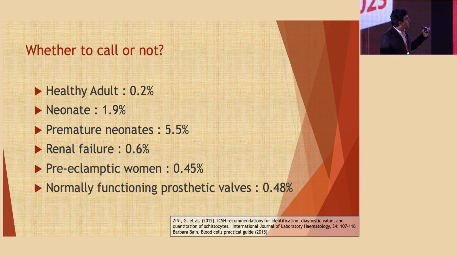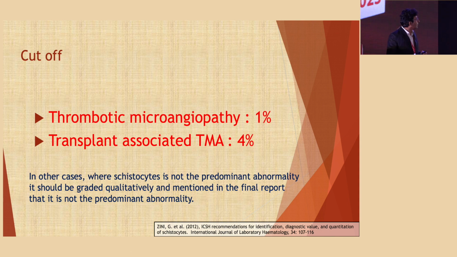So these are the upper limits of normal individuals. In a healthy adult, it is about 0.2%. In a neonate, it is 1.9%. And in premature neonates, it is about 5.5%.